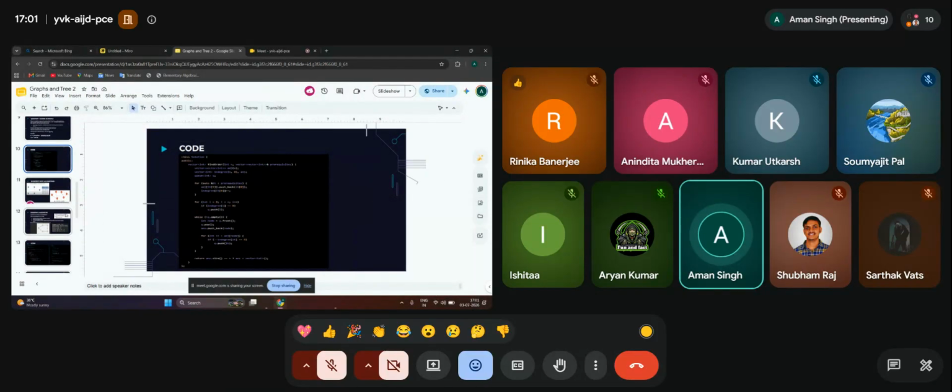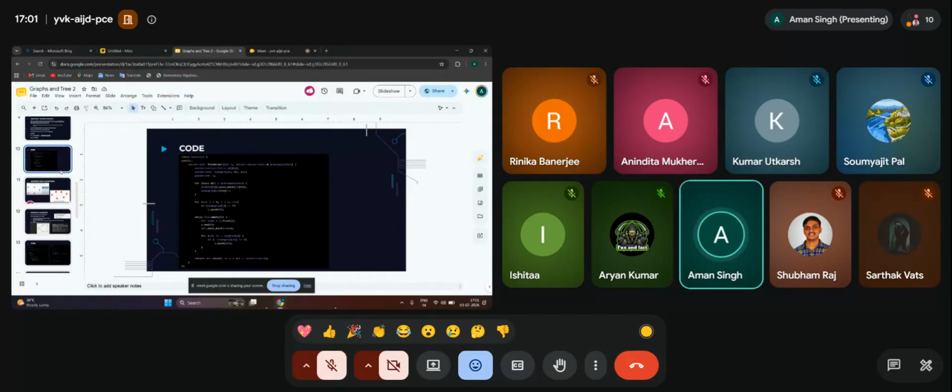Okay, so let's start from our next topic. Till now, in the graph section, we have discussed DFS, BFS, and then topological sort. And in topological sort, we have discussed topological sort using BFS and topological sort using DFS.